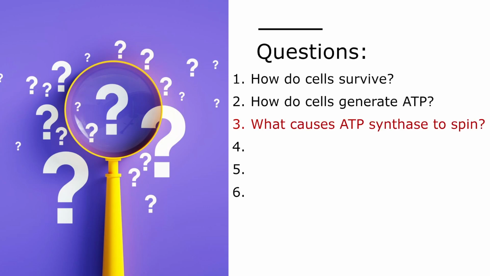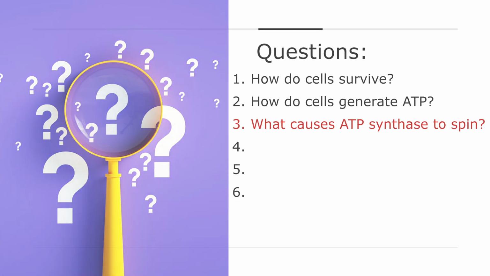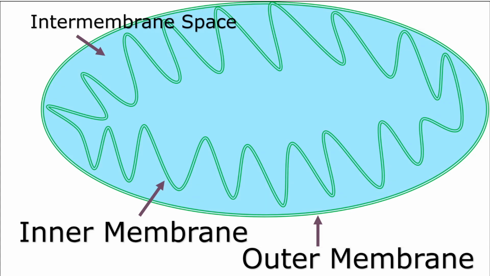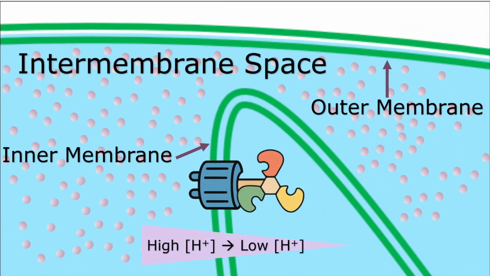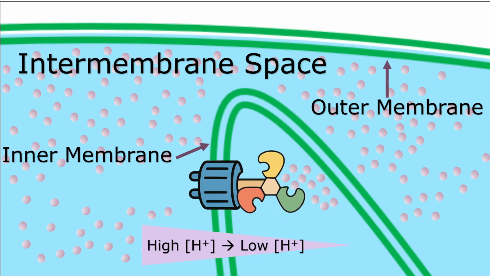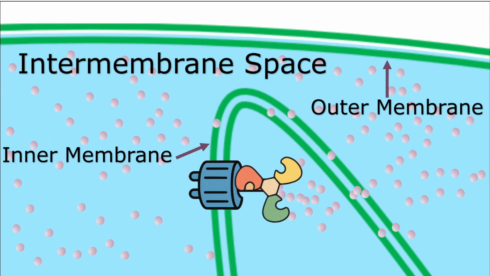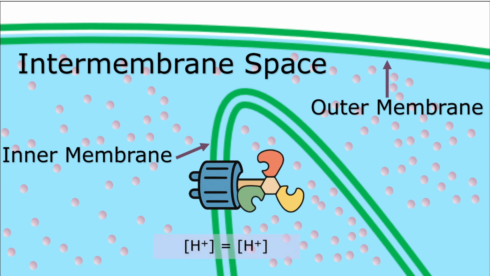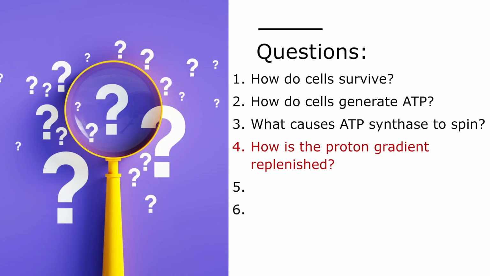Question 3. So, what causes ATP synthase to spin? ATP synthase is embedded in the mitochondria's inner membrane. Protons from the intermembrane space flow down their concentration gradient through ATP synthase's channel, driving its rotation, just like water turning a turbine in a dam. This proton gradient is called the proton motive force because it motivates ATP synthase to turn. But if protons simply flow down the gradient, it'll collapse in seconds. So, question 4, how is the proton gradient replenished?